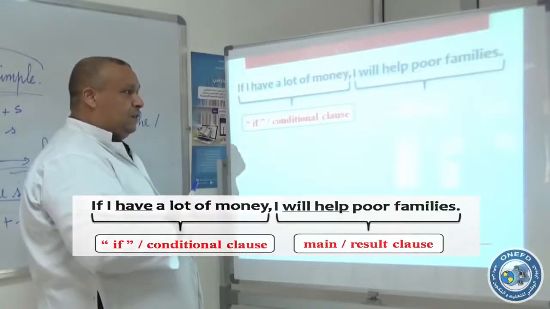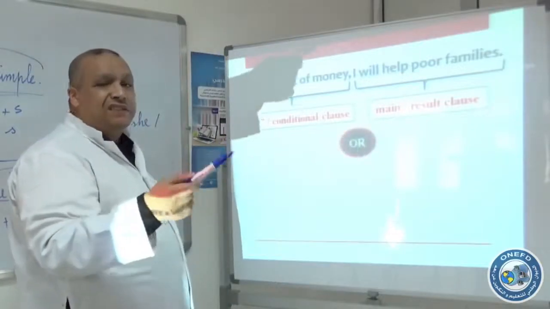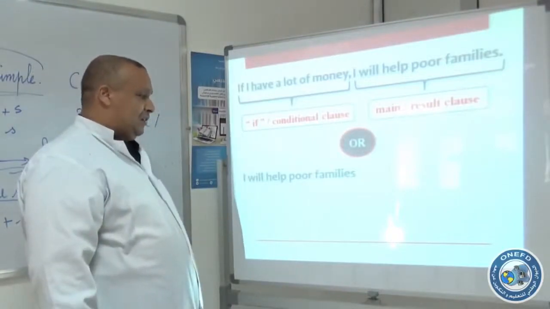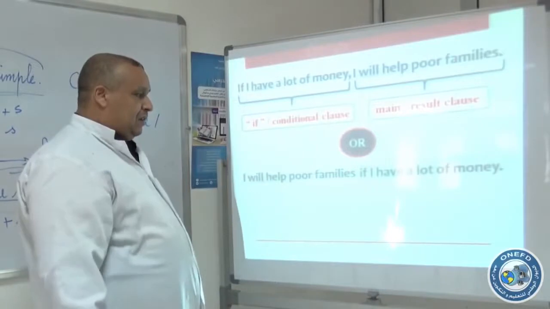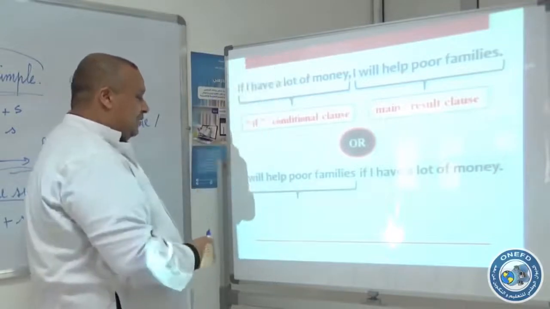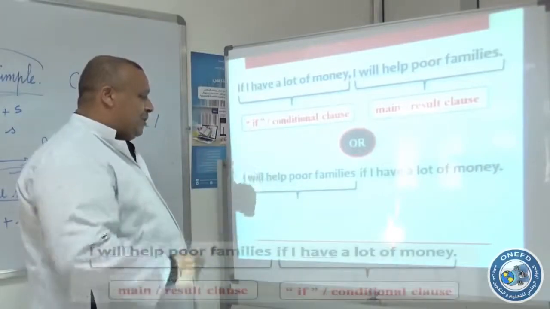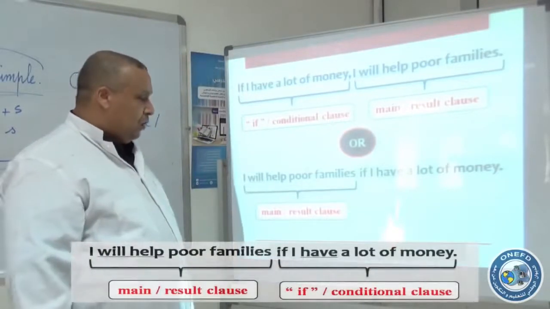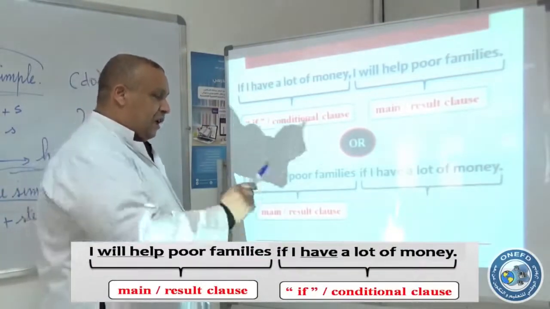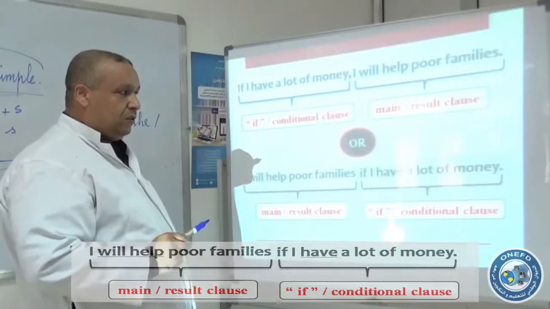The second part, we call it the main or result clause. We can write the sentence otherwise. We can start with I will help poor families, and if I have a lot of money. So it is the inverse of the first sentence, but the meaning is the same. I will help poor families is, of course, a main clause or result clause. However, if I have a lot of money is called the if clause or conditional clause.